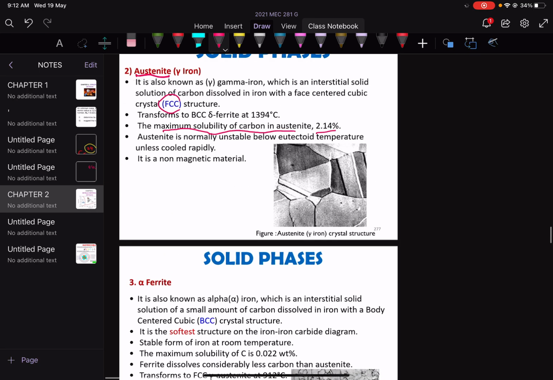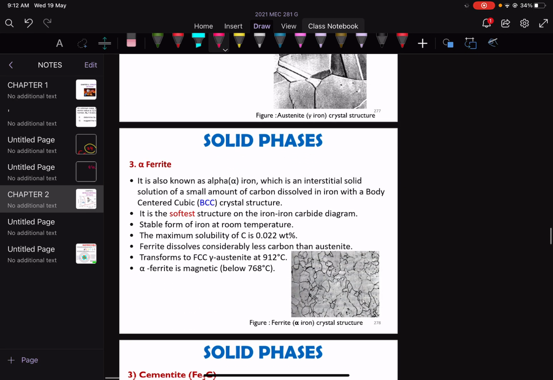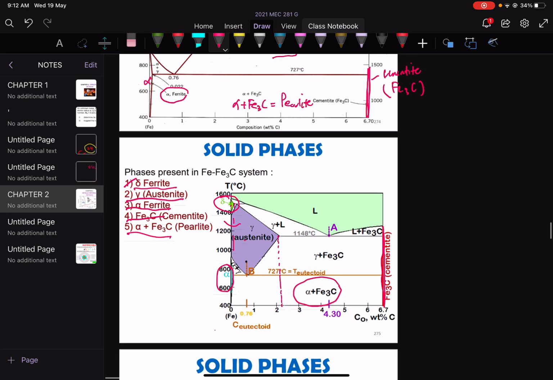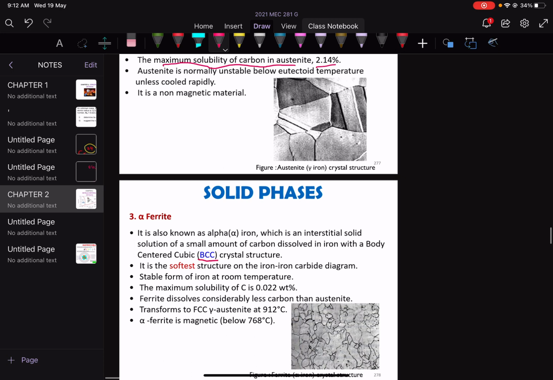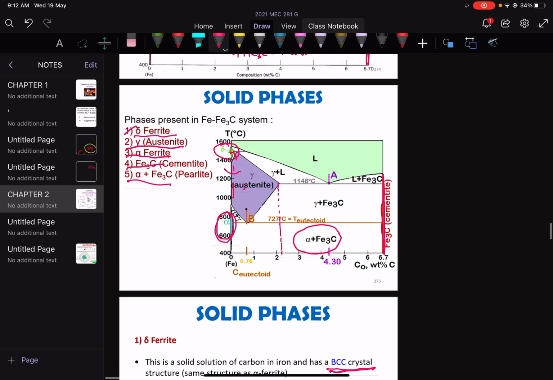And for alpha ferrite, now you can see that from BCC it changed to austenite, it becomes FCC, and then when it changed to alpha ferrite, it changed back into BCC crystal structure. Now the maximum solubility of carbon is 0.022 weight%.